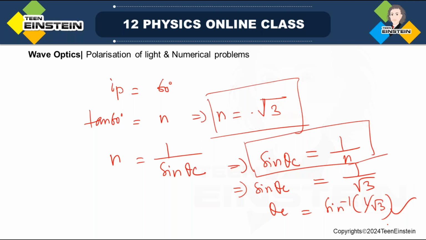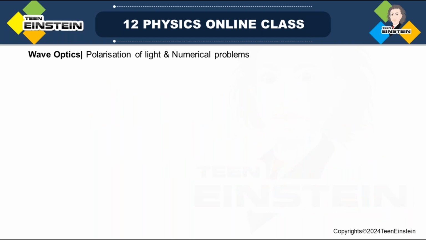Now I have another question. The refractive index of a material is equal to the tangent of the polarizing angle is called Brewster's law, Lambert's law, Malus law, or Bragg's law. We know that is Brewster's law. So these are the kinds of questions you'll encounter. I think these are all for today.